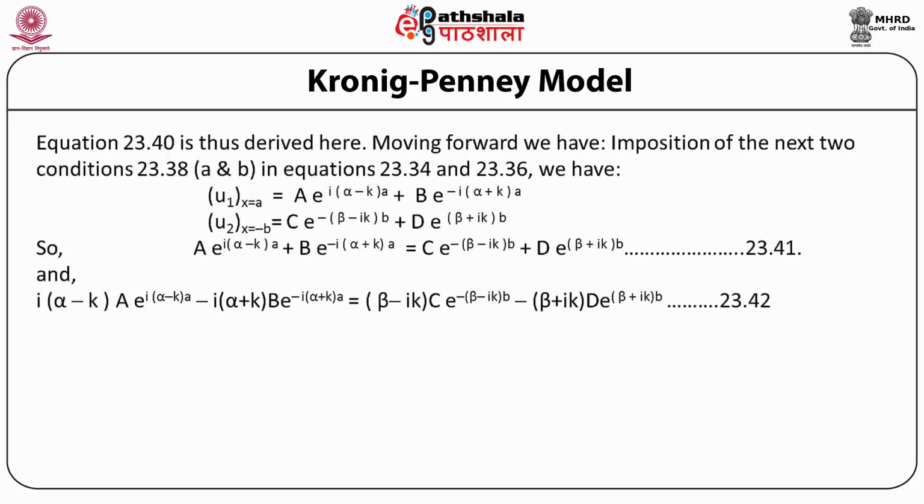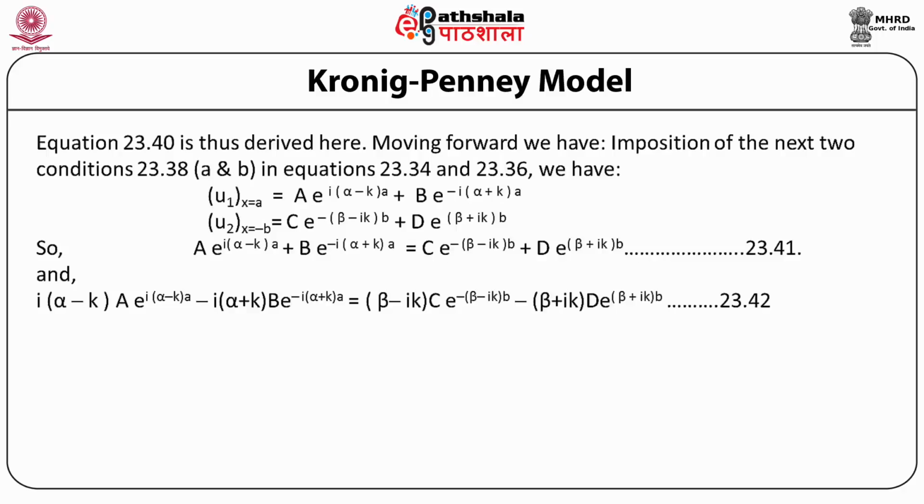Moving forward, we have imposition of the next two conditions 23.38a and b in equations 23.34 and 23.36. We have u1 at x equal to a is equal to A e^(i(α − k)a) + B e^(−i(α + k)a).